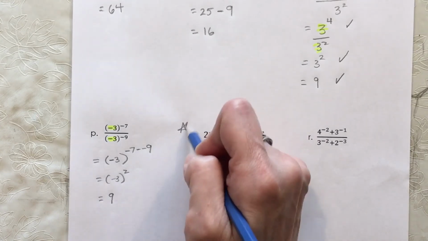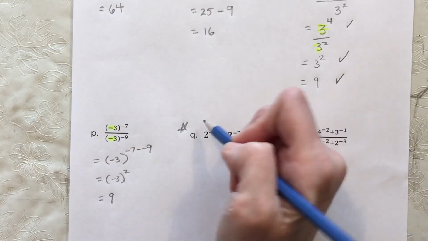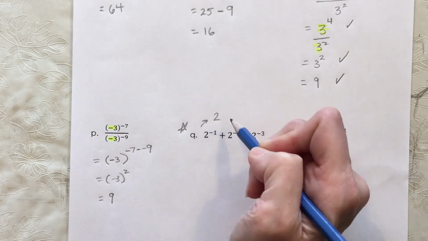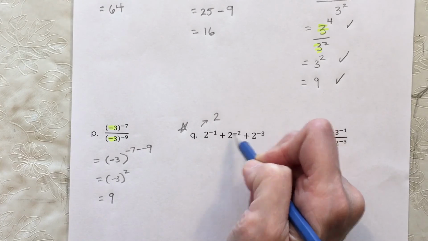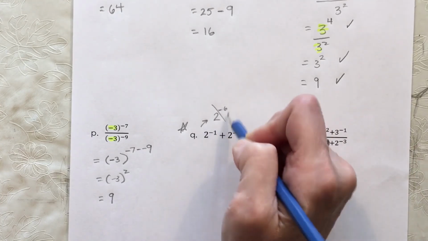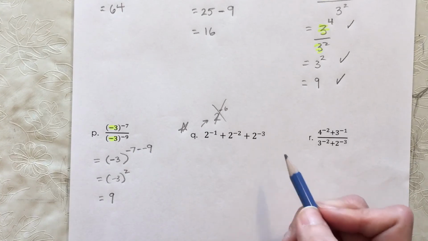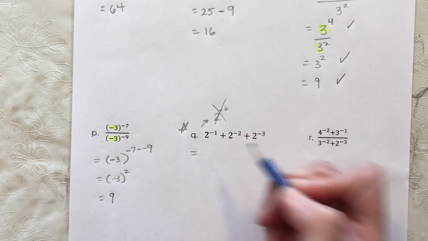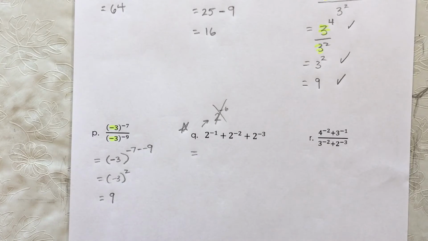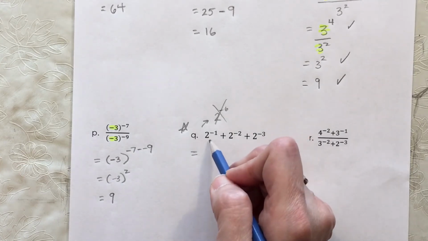Q, I'm going to put a little star beside. A lot of people, their first inclination is to keep the base and add the exponents and get 2 to the -6, but that's not right because we're not multiplying these, we're adding them. So when you're adding them, there's no rule for adding powers with the same base. You just have to take each one individually.